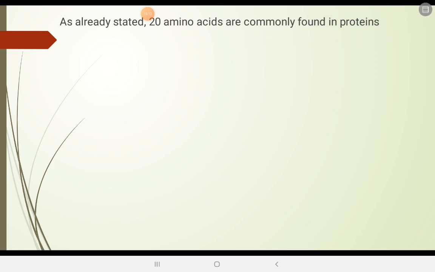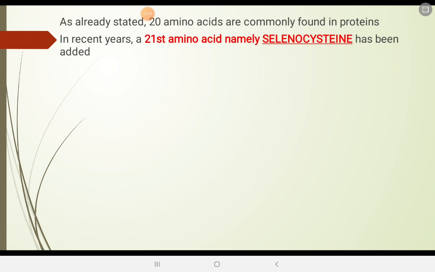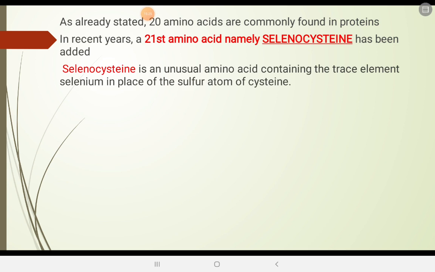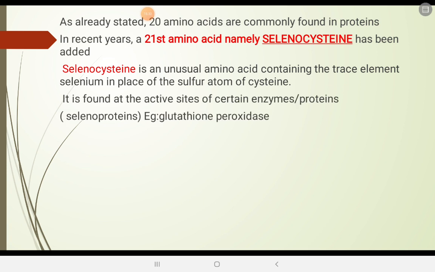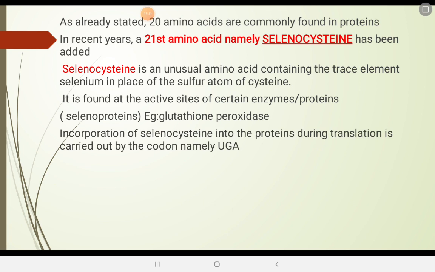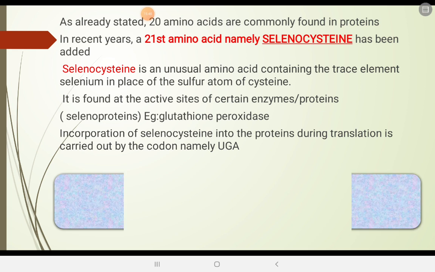As already stated, 20 amino acids are commonly found in protein. In recent years, a 21st amino acid, namely selenocysteine, has been added. Selenocysteine is an unusual amino acid containing the trace element selenium in place of the sulfur atom of cysteine. It is found at the active site of certain enzymes or proteins. These proteins are known as selenoproteins. Example, glutathione peroxidase. Incorporation of selenocysteine into the protein during translation is carried out by the codon UGA.